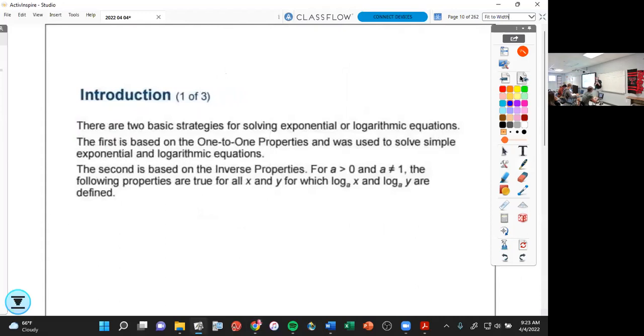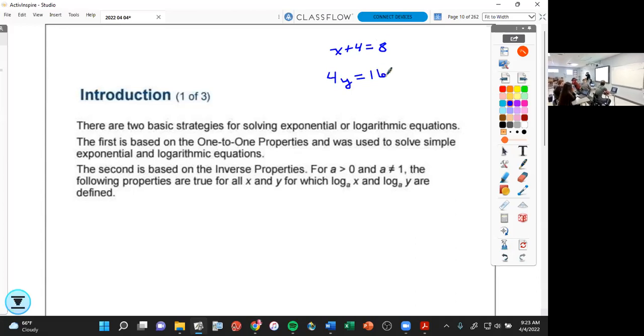Okay, I've talked about this before. Exponentials and logarithms are inverses of one another. So if I had x plus 4 equals 8, how do you get x by itself? Subtraction is the inverse of addition, right? If I had 4y equals 16, how would you get y by itself? Divide, because division is the inverse of multiplication, okay?